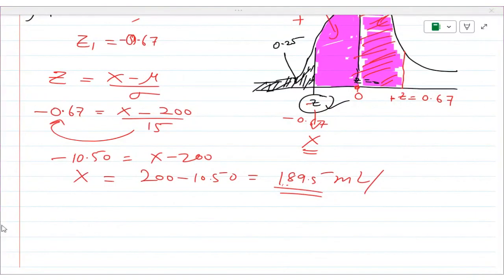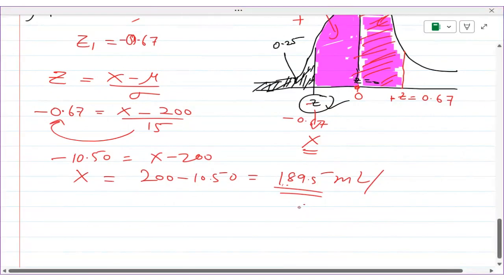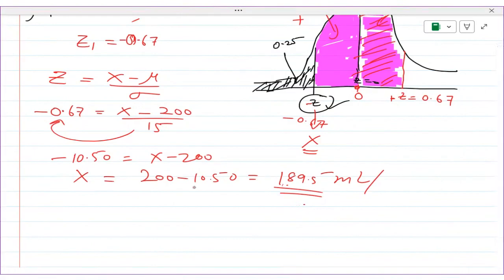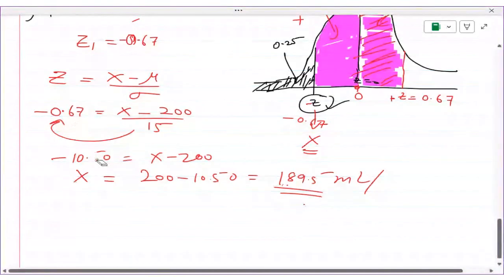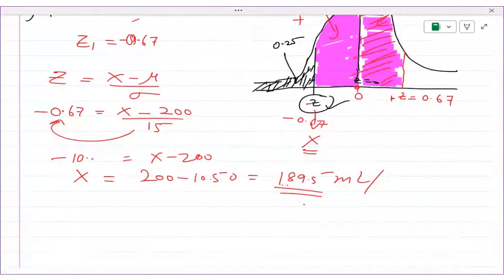So 10.11, Roshan is getting 10.11. 15 into 0.67. I am getting this one different: 10.05. I have written 10.5. Please do a correction here. This is 10.05. So 189.95, I think.